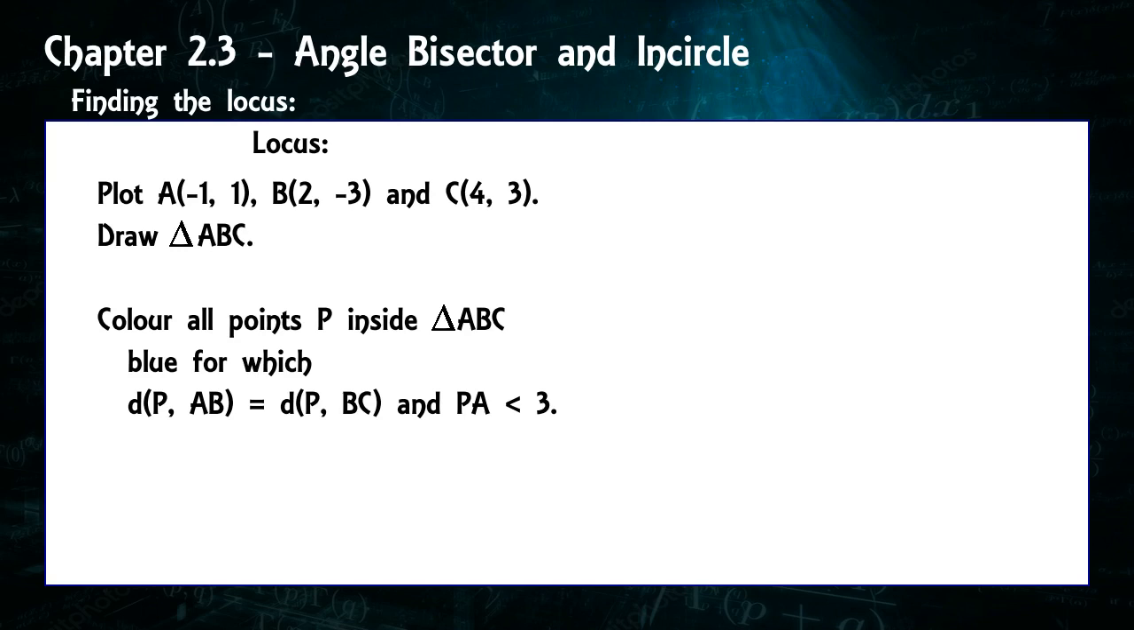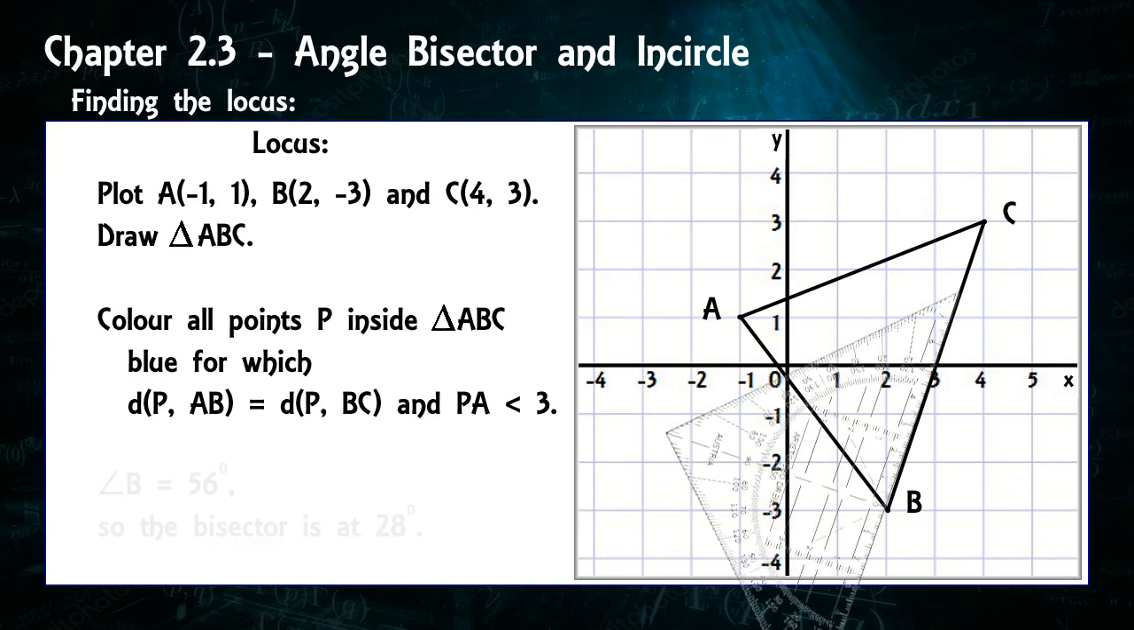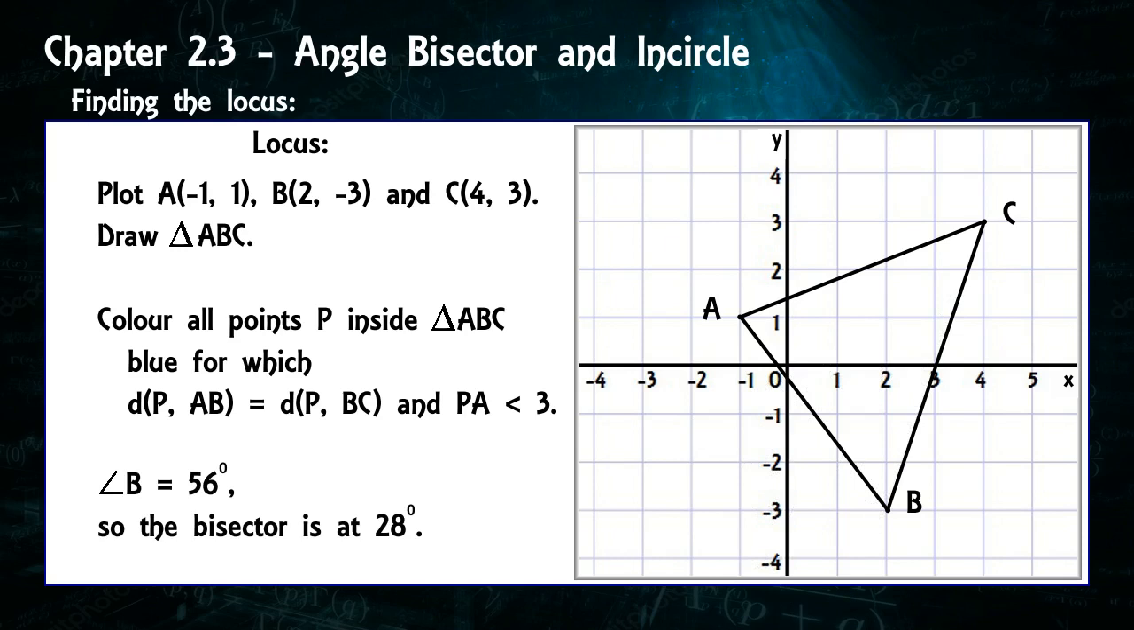So we start with a coordinate plane and plot the points on the correct coordinates. Then we connect the 3 points to create a triangle. Then we take a look at the notation. dPAB is equal to dPBC means the angle bisector. And judging from the letter combination, both have the letter B, it has to be the angle bisector of B. So we measure the angle with a protractor triangle and draw the bisector in the middle.